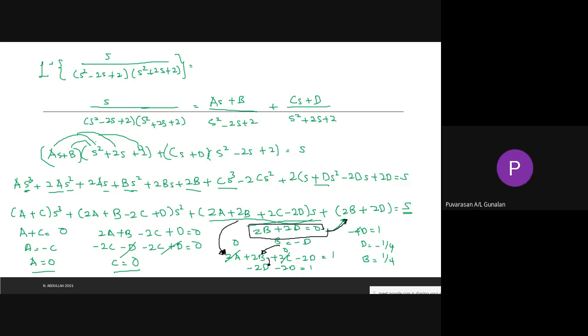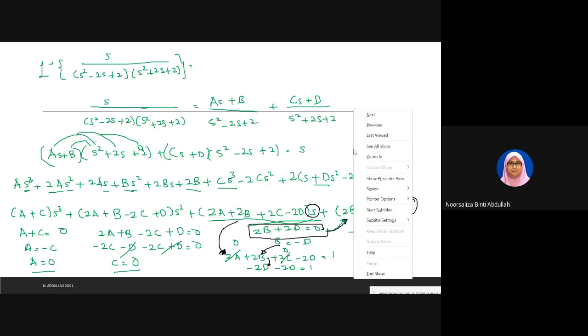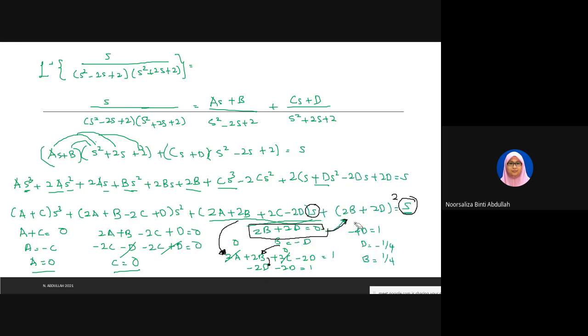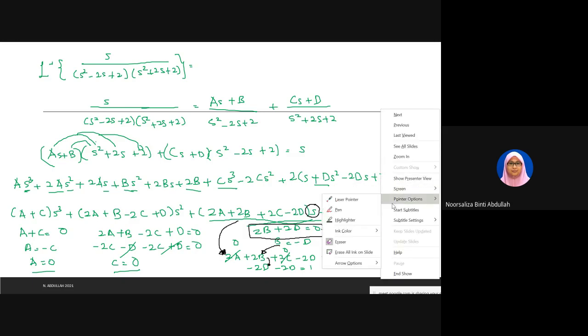Macam mana dia dapat 1, doktor? Equals to 1? 1 sebab here you ada S kan ni. S kan? Sini S kan? Oh, okay. Okay, that's why 1. Kalau sini 2S, then this one 2. Okay? Okay, ada soalan lagi tak?